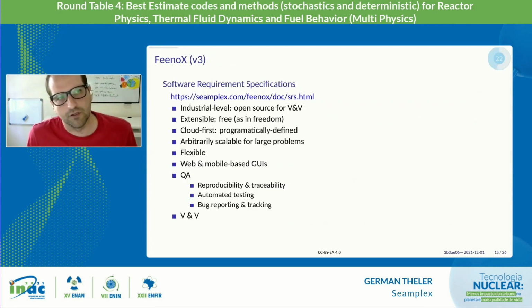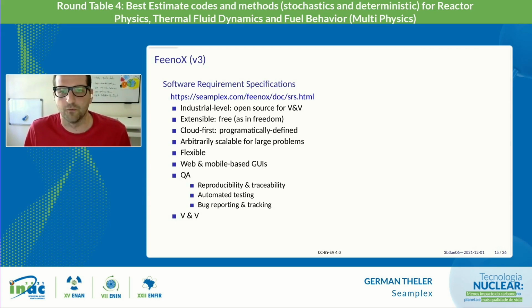And then I'm working on this version 3, like a third-system effect, that you can find at seamplex.com/feenox. I started the other way around. I started writing everything from scratch, but starting from the software requirement specifications, which is something common in the software industry. So what do we want? We want some industrial-level code. We want it to be extensible, and this is the key. It has to be cloud first, not even cloud friendly. It has to be cloud first.